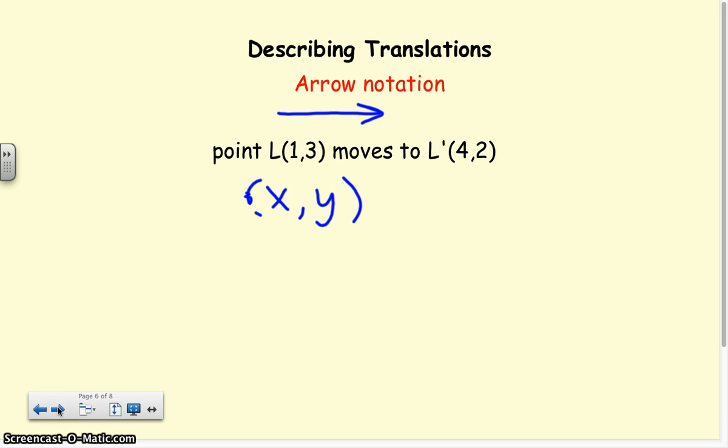And now I'm going to translate this to something new. The x I was at, I was at 1. What did I do to 1 to get to 4? I added 3. There's my translation. That's how I am describing it. I started with an x and y. It happened to be 1 and 3. Now I have to describe how I got to the new numbers. I took my original x and added 3. What did I do to my y to get to the 2? Subtract 1. I take my y, I subtract 1. That is the translation notation.